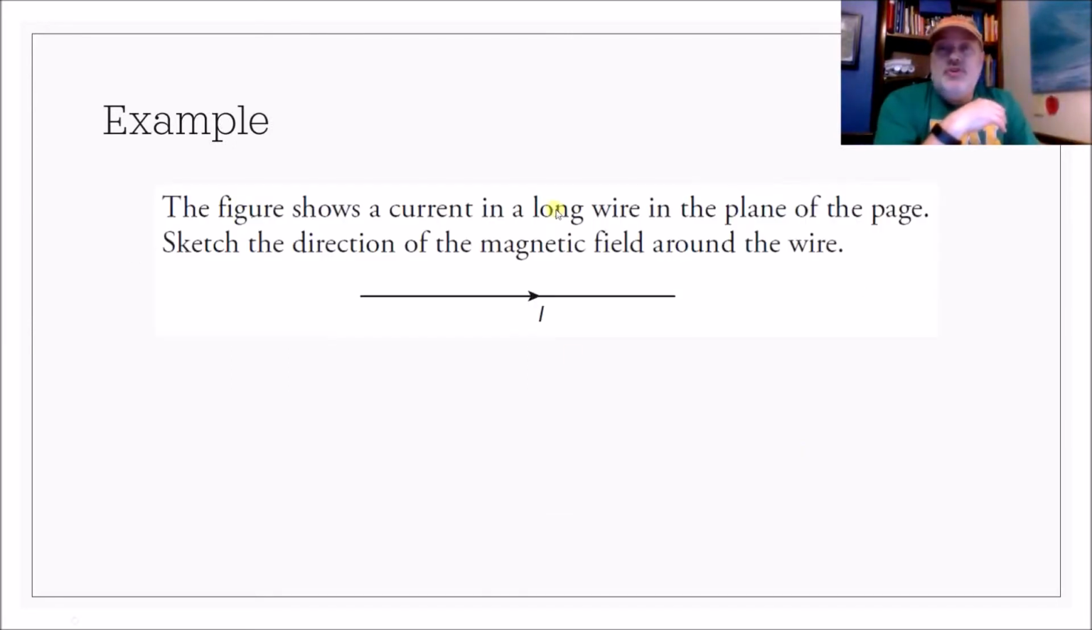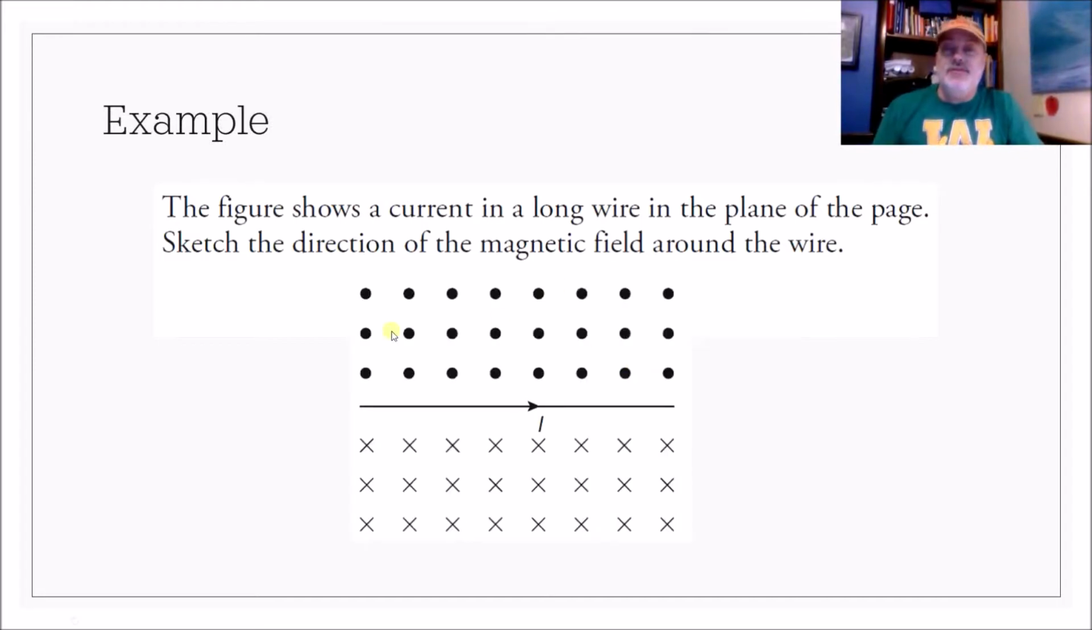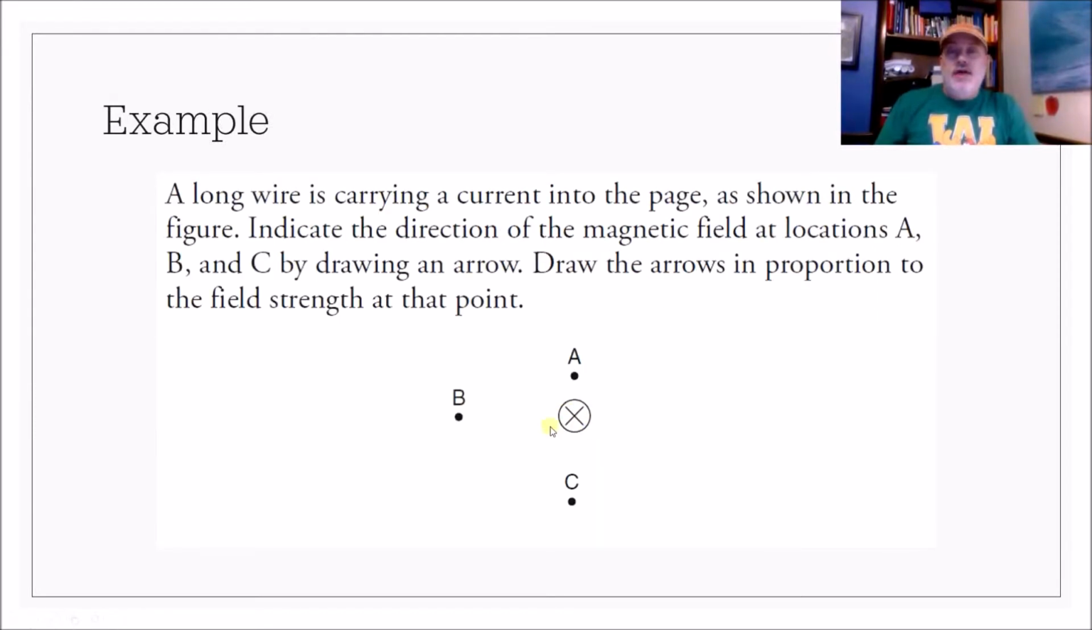The figure shows a current and a long wire. Sketch the direction of the magnetic field around the wire. All right, so I have the current going to the right, and so it should be coming out of the page above and into the page below. So I should get dots above and X's below. Excellent.